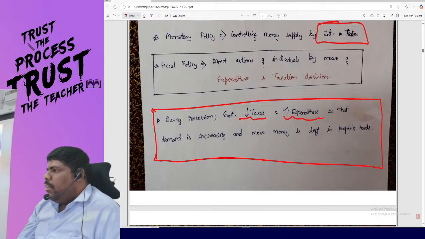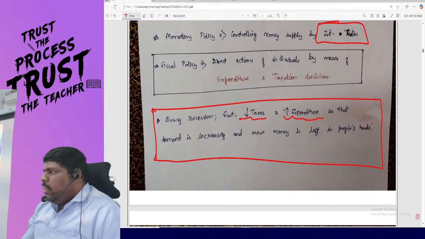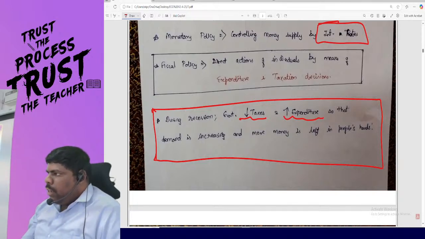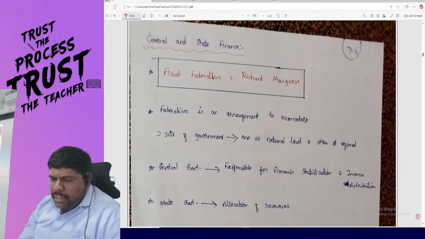So just assume you are writing in the exam and you will have n number of questions. You cannot memorize and you cannot recollect. So when there is a recession, first, what will the government do? They will reduce the taxes and increase the expenditure. If you know any one concept, you can answer the other one also. This is how you have to recollect. Okay. Now listen.